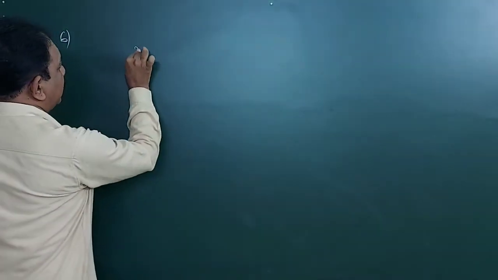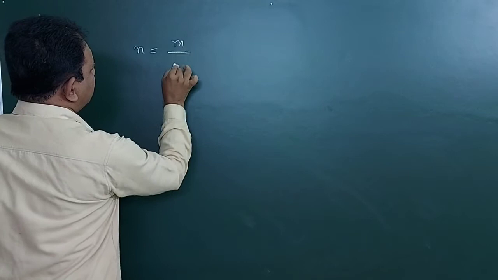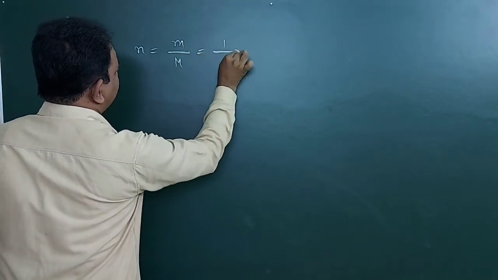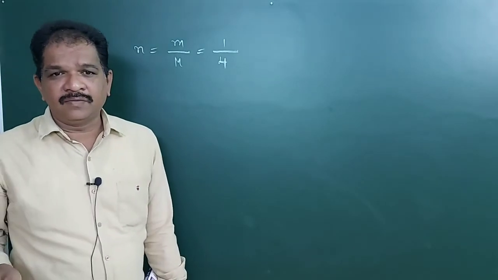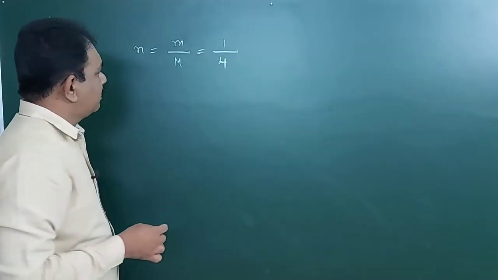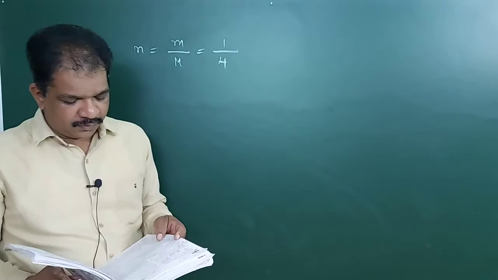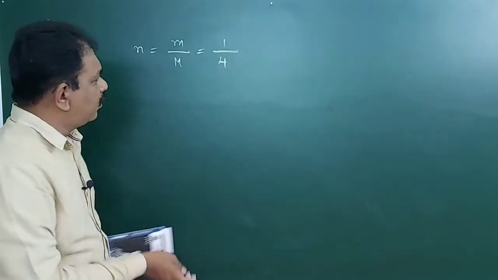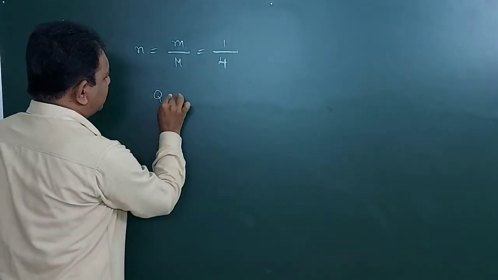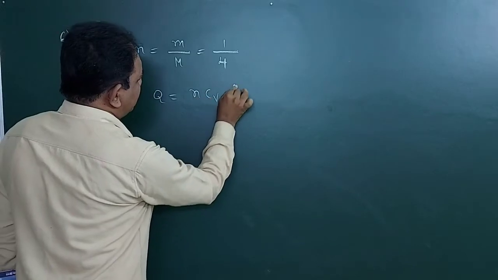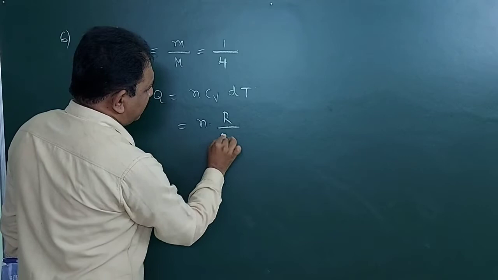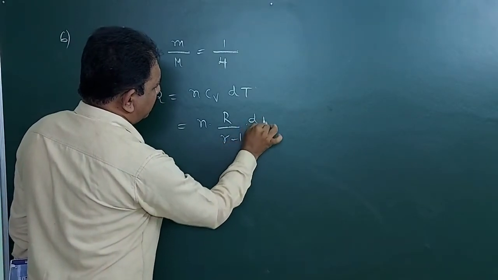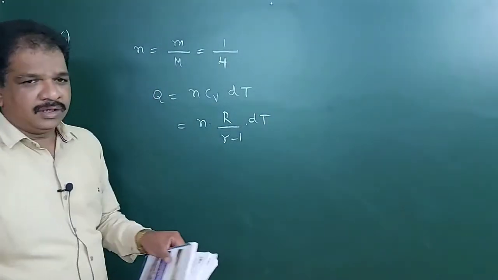We will find first the number of moles. Number of moles is equal to mass by molecular weight. Mass they mentioned is 1, molecular weight will be 4, so number of moles will be 1 by 4. Then what is the formula? Q is equal to n Cv dT, n into Cv, where Cv value is R by gamma minus 1, into dT.